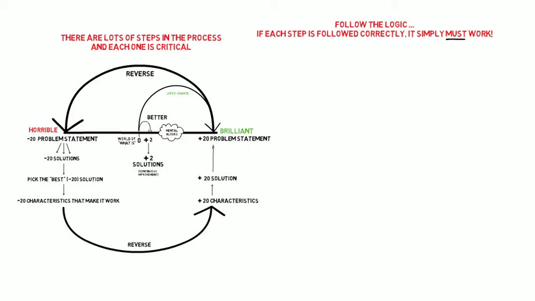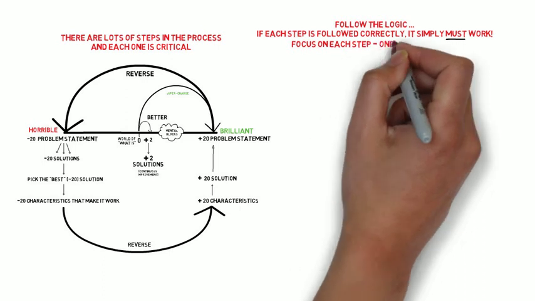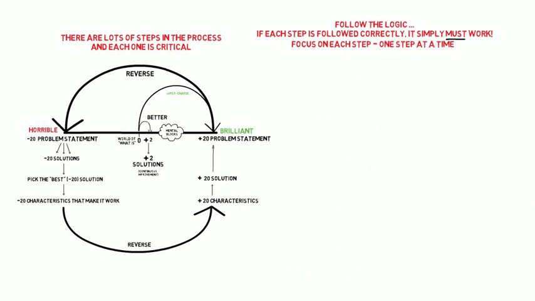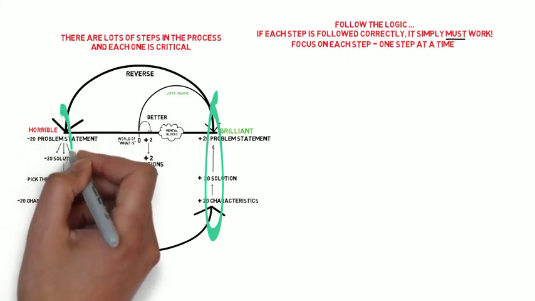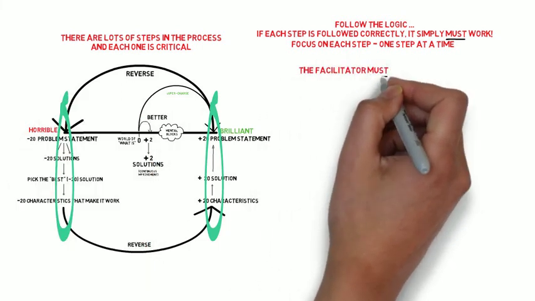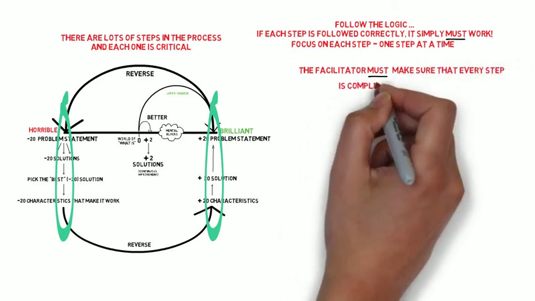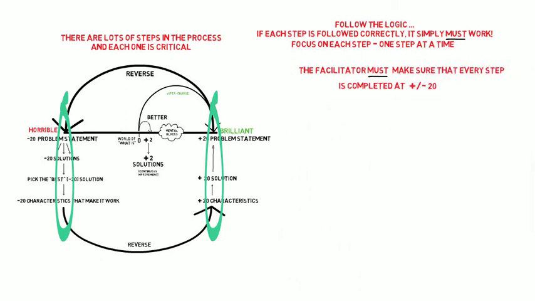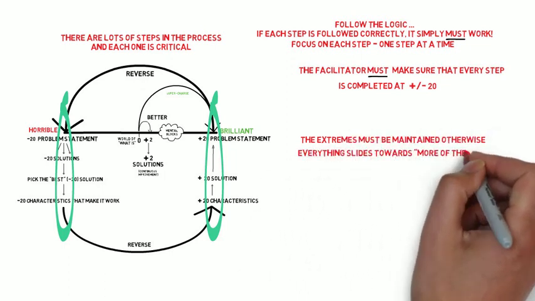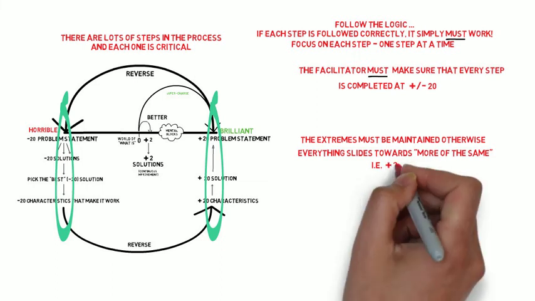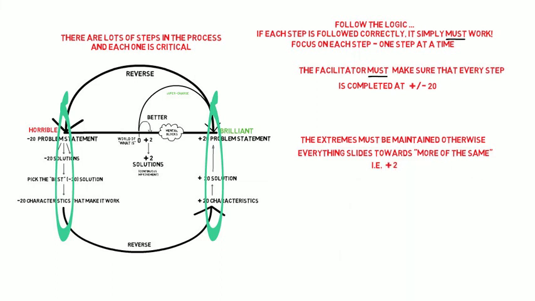The trick is not to run too far ahead of yourself and just worry about the step that you're operating. If you get that one step that you're working on now correct, it simply must work. Critically important is that the facilitator must make sure that every step is completed at + or -20. Maintain those extremes. There is a tendency to drift towards + or -2. In which case you'll end up with more of the same as a solution, which effectively is going to be continuous improvement, incrementally making the world better, but not delivering the breakthrough that you're looking for creativity.